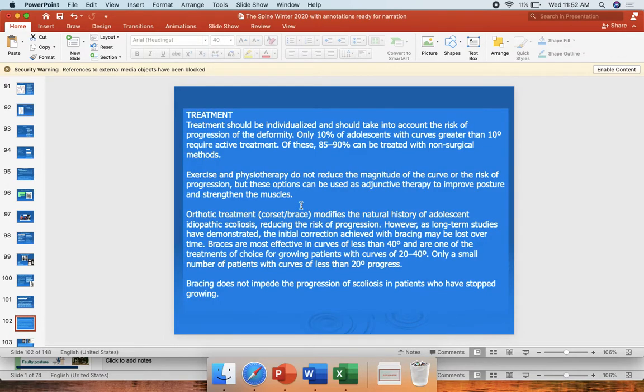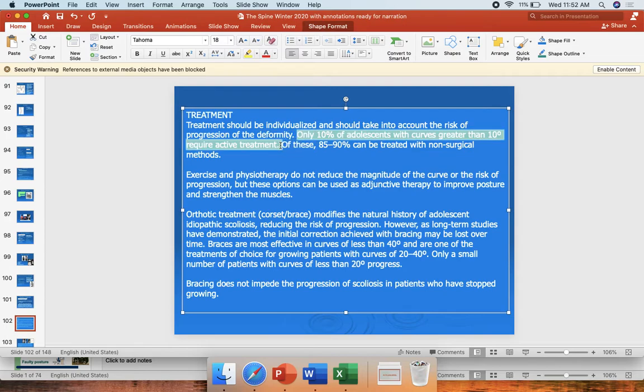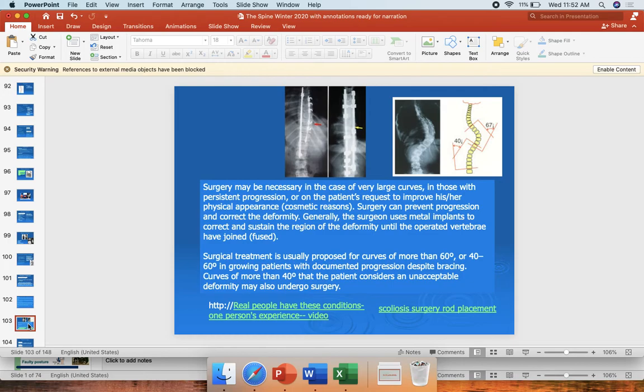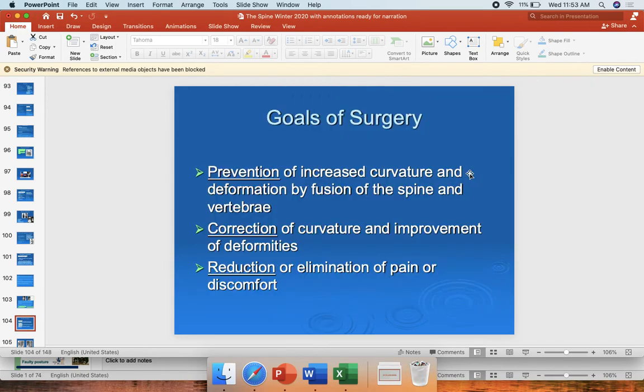I want to keep going. I'm going to just cruise through this. So this is some examples of this. I just want to highlight this right here. Only 10% of adolescents with curves greater than 10 degrees require active treatment. Of these, 85 to 90% can be treated with non-surgical methods. So that kind of gives you an idea of that conservative treatment. This is a double major curve with the Cobb angle.